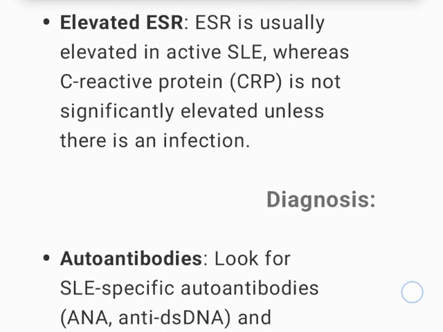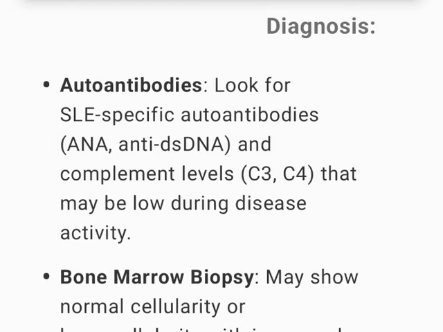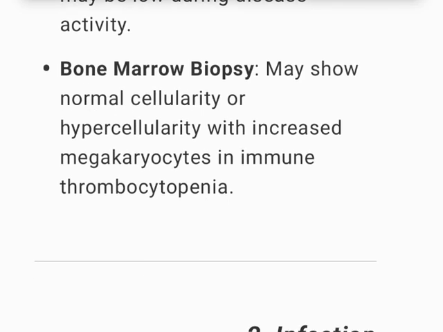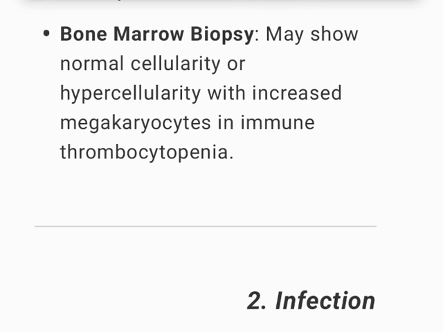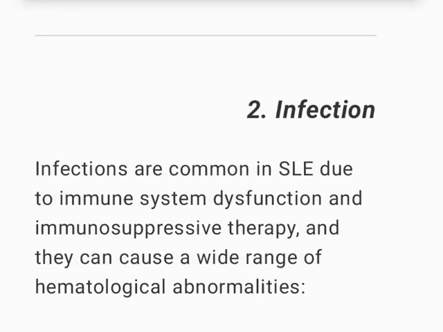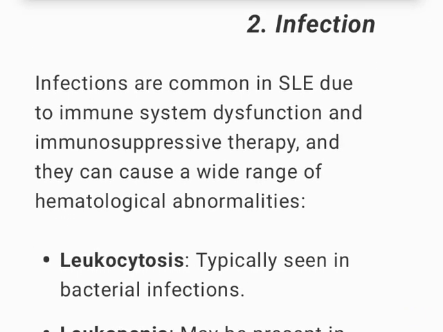Elevated ESR. ESR is usually elevated in active SLE, whereas C-reactive protein, CRP, is not significantly elevated unless there is an infection. Diagnosis. Autoantibodies: look for SLE-specific autoantibodies, ANA, anti-dsDNA, and complement levels, C3, C4, that may be low during disease activity. Bone marrow biopsy may show normal cellularity or hypercellularity with increased megakaryocytes in immune thrombocytopenia.